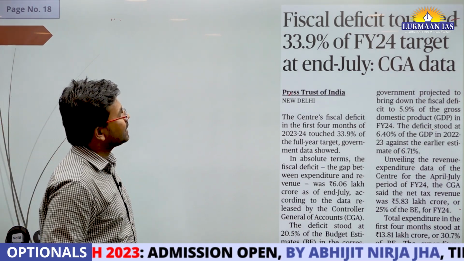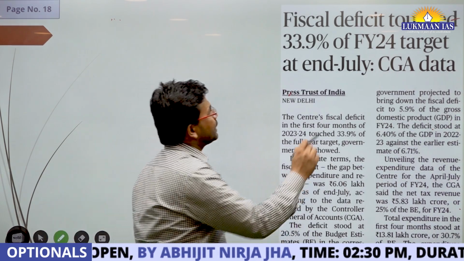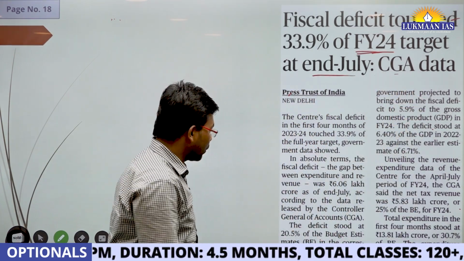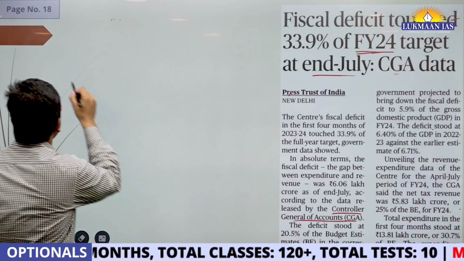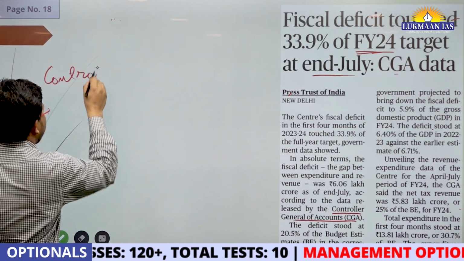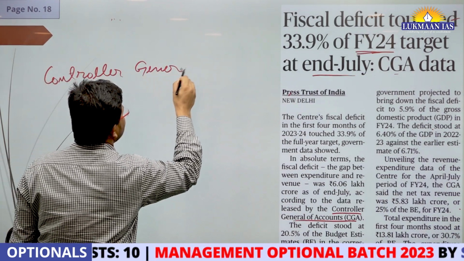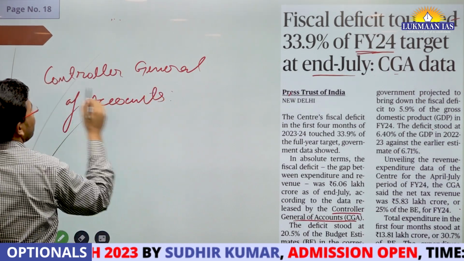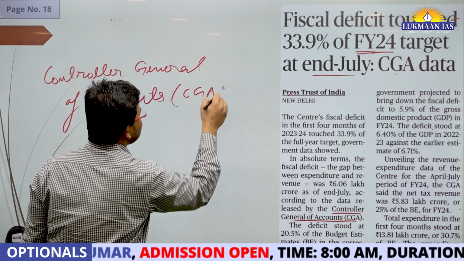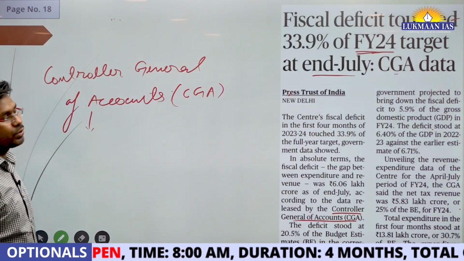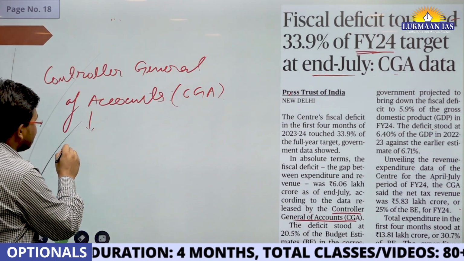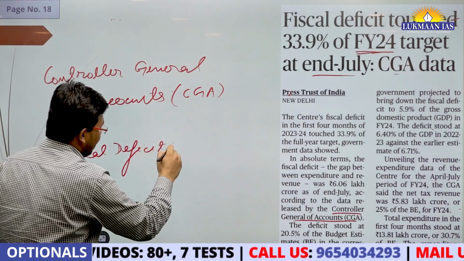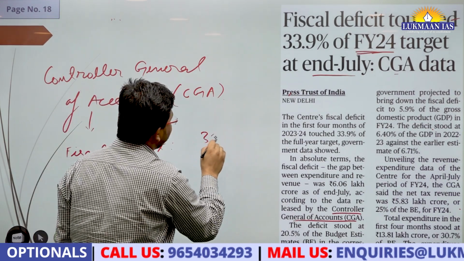It says fiscal deficit touched 33.9% of the financial year 24 target at end July. So recently the Controller General of Accounts, CGA, which stands for Controller General of Accounts, has done an analysis of the accounts of the central government. They have come up with this particular thing, that the fiscal deficit for India has touched 33.9%.